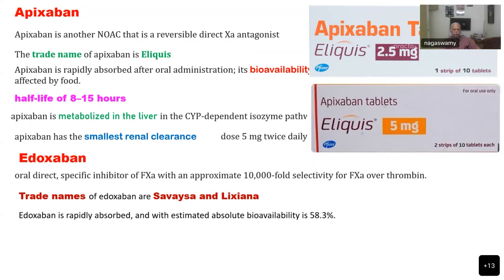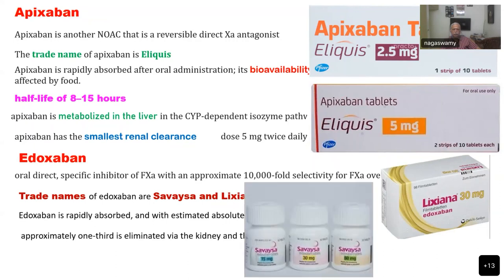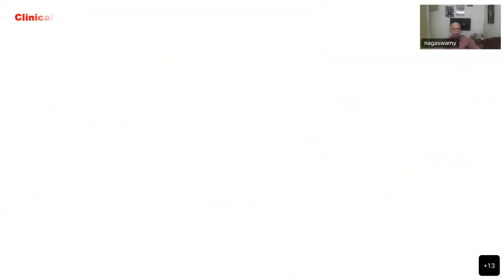Edoxaban is rapidly absorbed with estimated bioavailability 58.3%. So almost equal to apixaban, and approximately 1/3 is eliminated via kidney and the remainder via feces. So there is a fecal elimination also. Lixiana is available as 30 milligram. The other brand is available as 15, 30, and 60 milligrams.